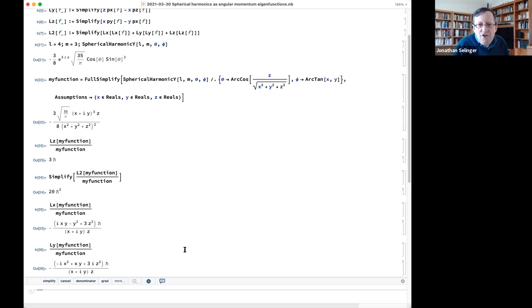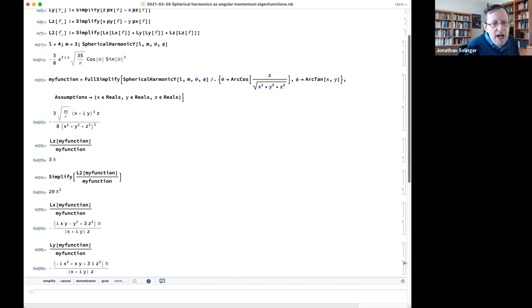So it's an eigenfunction of Lz and L squared. Okay? So that's my proof by examples that the spherical harmonics are in fact the right eigenfunctions of angular momentum, L squared and Lz, when L is an integer. Okay. Clear on that? So far, so good? All right.